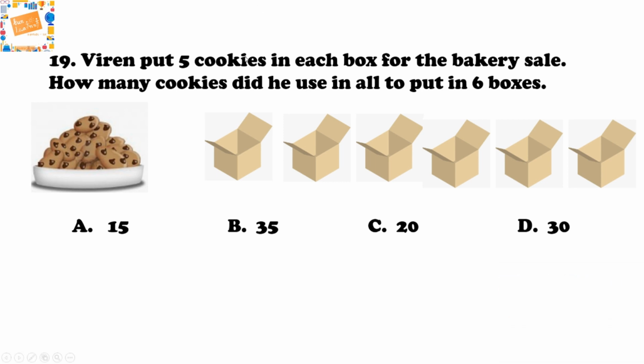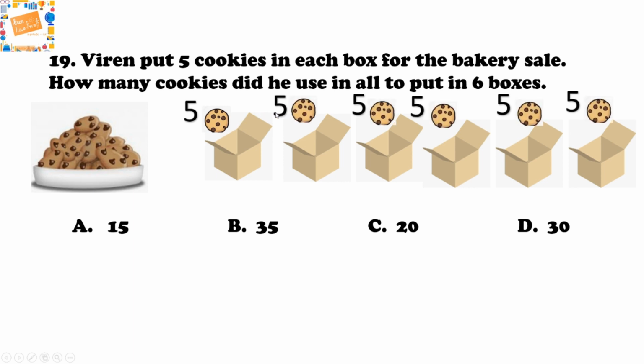Well, let's look at it together. So we have 5 cookies in box 1 and similarly 5 cookies in each of these boxes. So if we sum it up together, it will be 5 plus 5 plus 5 around 6 times. So the equation here is 5 times 6, which is nothing but 30. So our correct answer is option D.